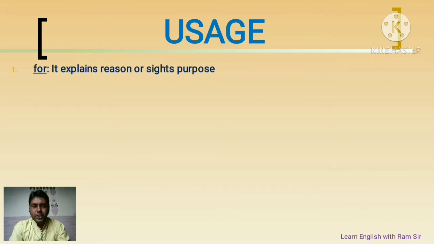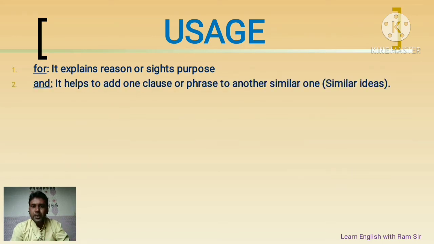The first conjunction we're going to discuss is for. F stands for for. So for explains the reason or purpose. This is the usage of the coordinating conjunction for. The second one, which is very important, is and. It helps to add one clause or phrase to another similar one. Whenever we have similar ideas, whenever we have similar clauses or phrases, to connect them we always use and.